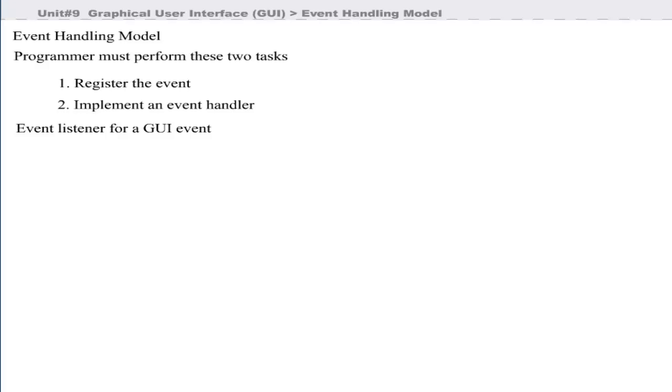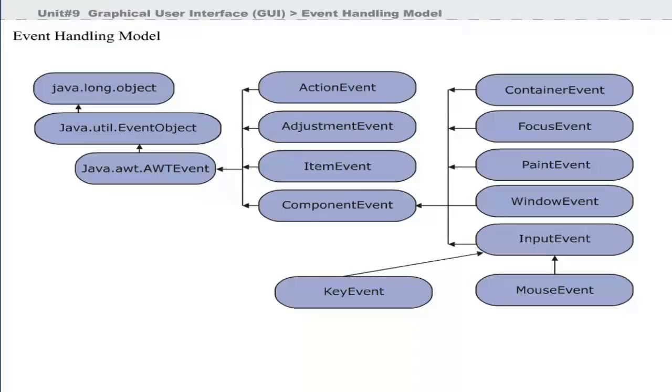An event listener for a GUI event is an object of a class that implements event listener interfaces from the package java.awt.event and package javax.swing.event. Java defines classes and interfaces for handling events. These are shown in this picture.